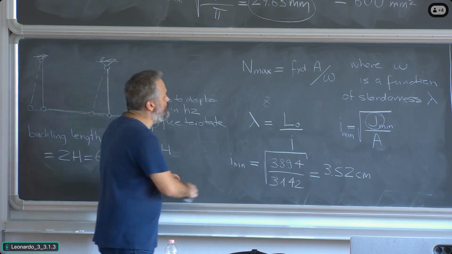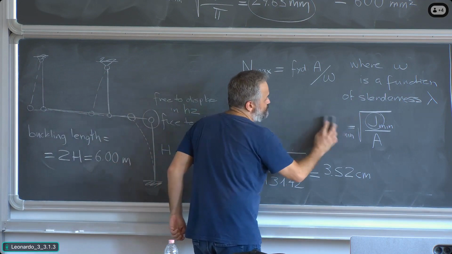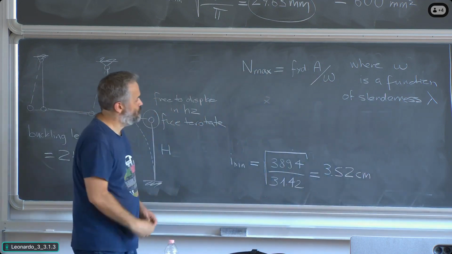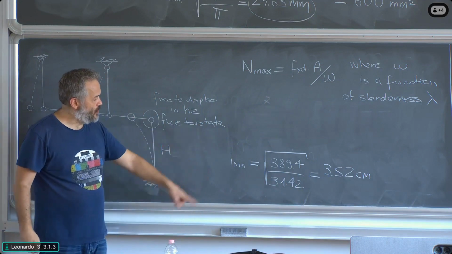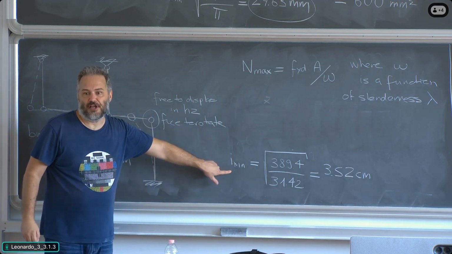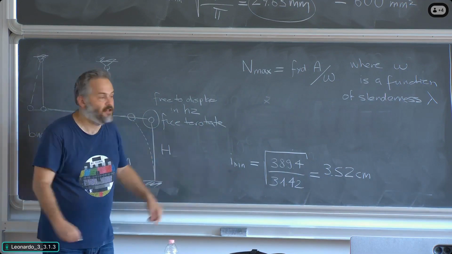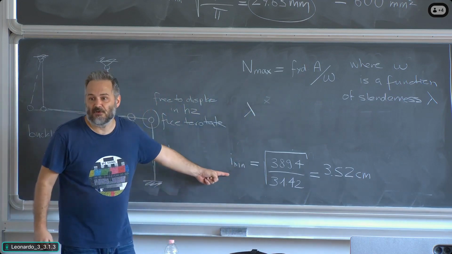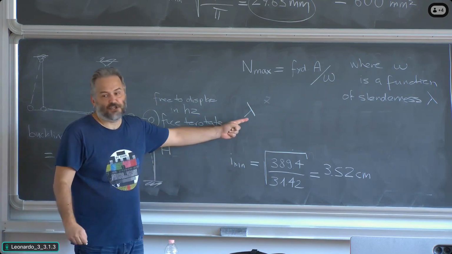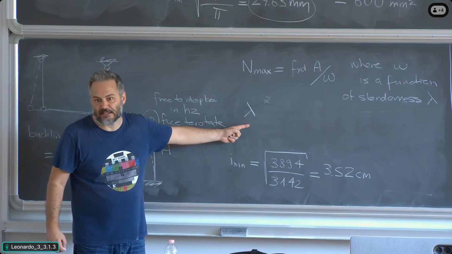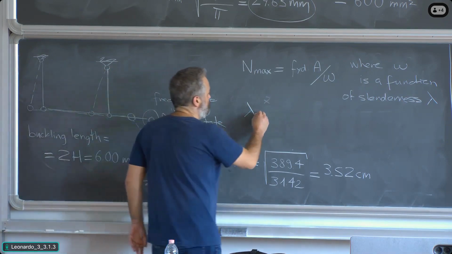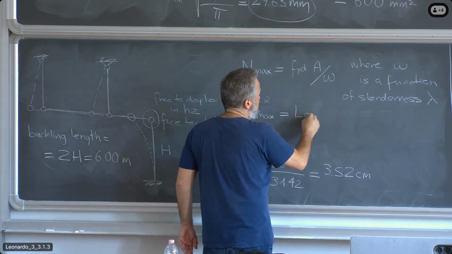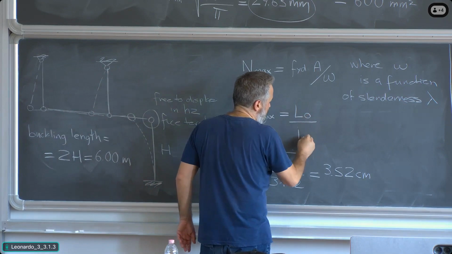What do we calculate now? I will take some more space here. Sorry. From the value of the radius of gyration, we calculate slenderness. And since we use the minimum radius of gyration, this will be the maximum slenderness of the member: L0 divided by i min.